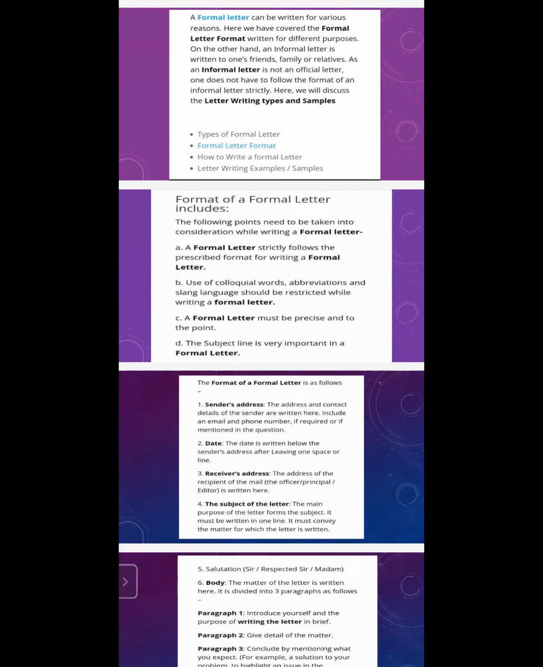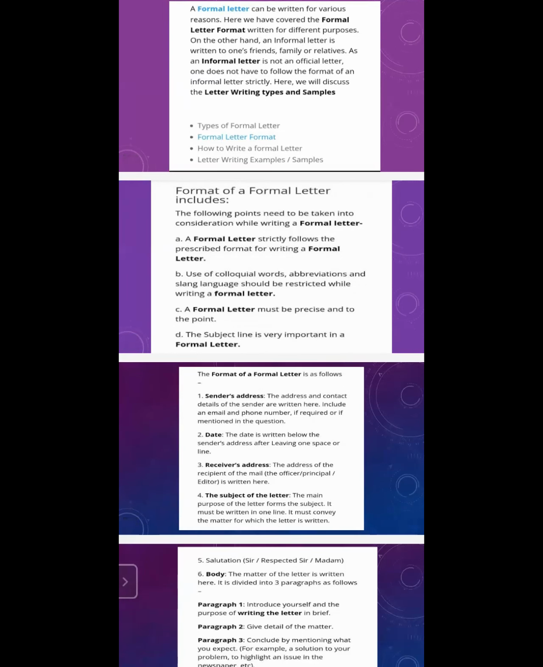In the formal letter, how are the marks distributed? Sender's address and date: sender means if you are writing the letter, you are the sender. Sender's address and date carry half mark. Then the recipient's address, meaning to whom you are writing the letter, carries half mark. The one-line subject carries half mark. The main body of the letter carries 2 marks.